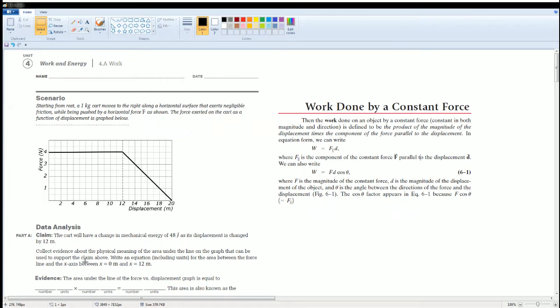The scenario: starting from rest, a 1 kilogram cart moves to the right along a horizontal surface that exerts negligible friction while being pushed by a horizontal force F as shown. The force exerted on the cart as a function of displacement is graphed below.